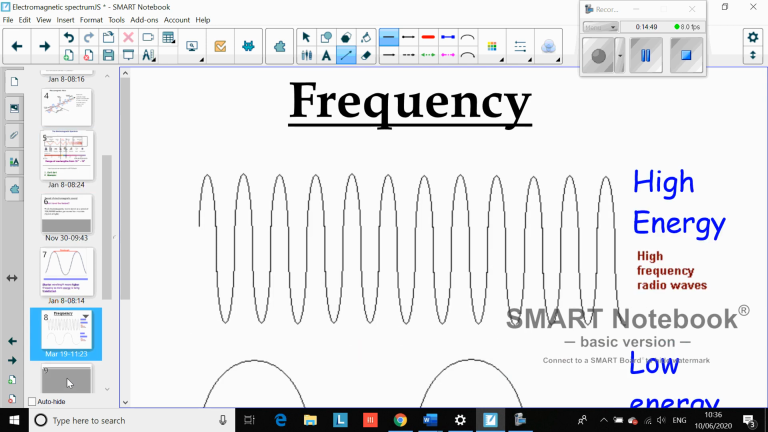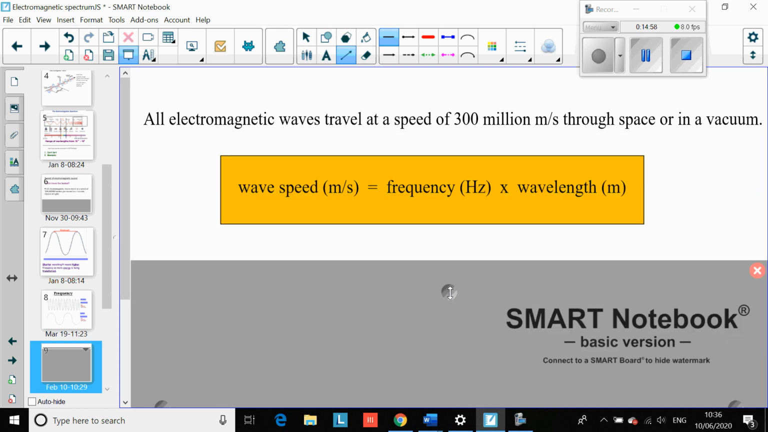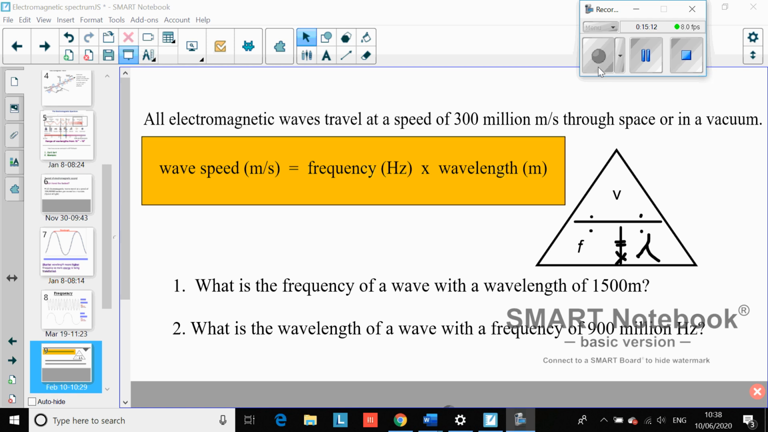All electromagnetic waves travel at the same speed, 300 million meters per second. And this is the equation that links them. What I would like you to do is pause the video now and triangle this up, although I do believe you've come across this before. Okay, so here it is. Frequency times wavelength will give you the wave speed.